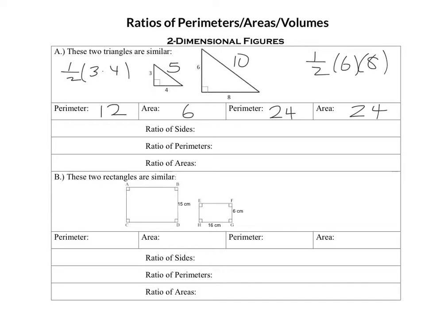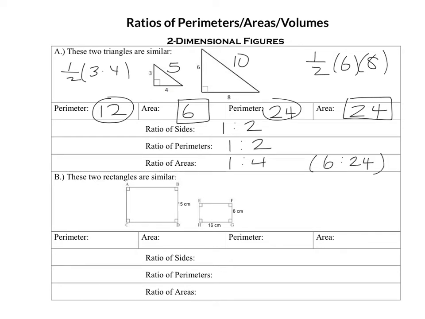Okay, so the ratio of the sides, we could pick any of the corresponding sides, and we can see it's either 3 to 6, or 4 to 8, or 5 to 10, but that would all reduce to 1 to 2. And then the ratio of the perimeters, we would do 12 to 24, which again reduces to 1 to 2. And then the ratio of the areas, we're looking at 6 to 24, which reduces to 1 to 4. I'll just put that here so you can see how we started that and then we reduced it. And this one was 12 to 24.